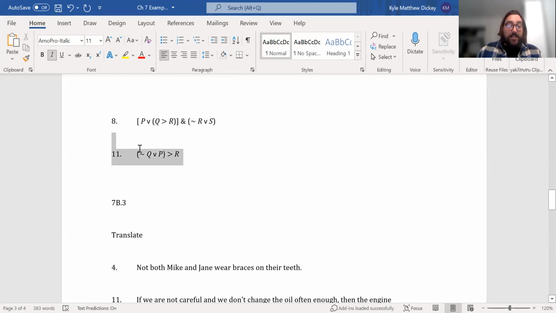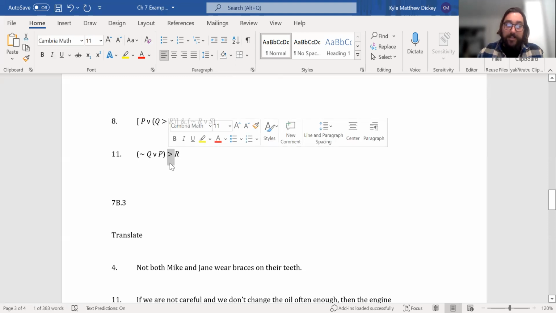What about this statement? 11, we've got not Q or P, only if R. Well, here, hopefully it's also kind of obvious. Inside the parentheses, all of this stuff is going to get calculated first, but it's the last thing that we calculate that tells us what the main operator is. So the main operator here is only if.